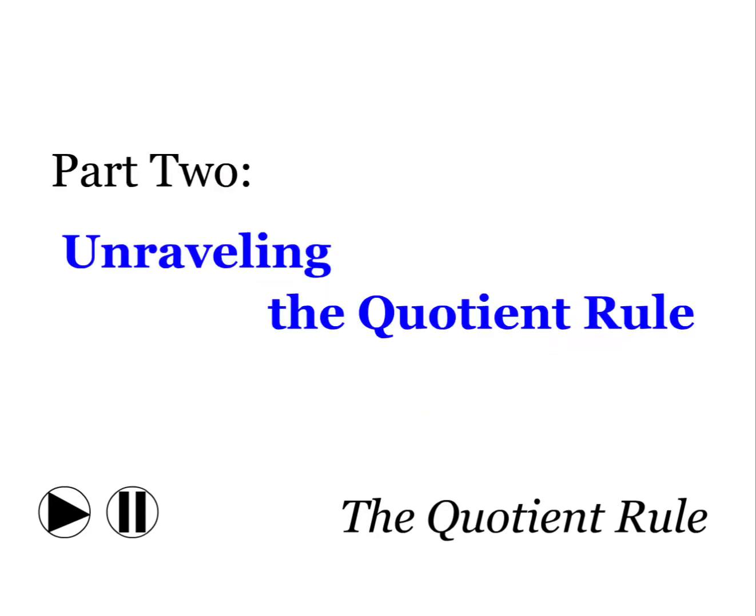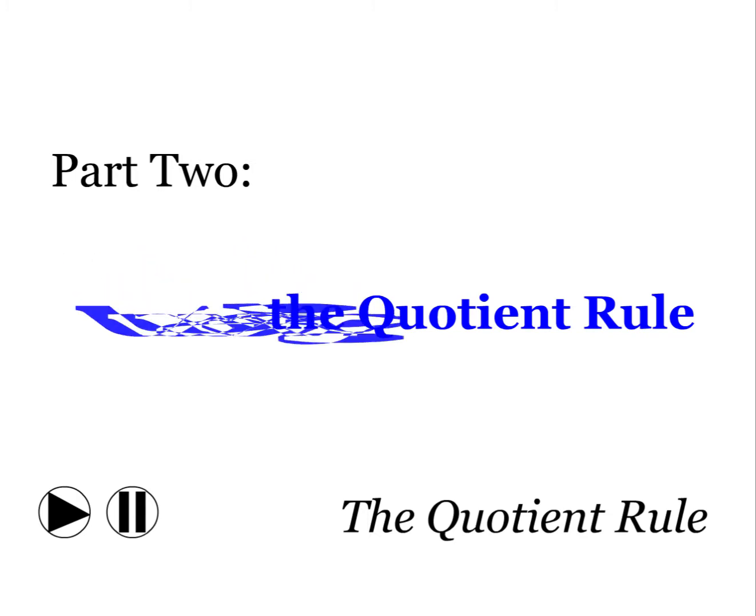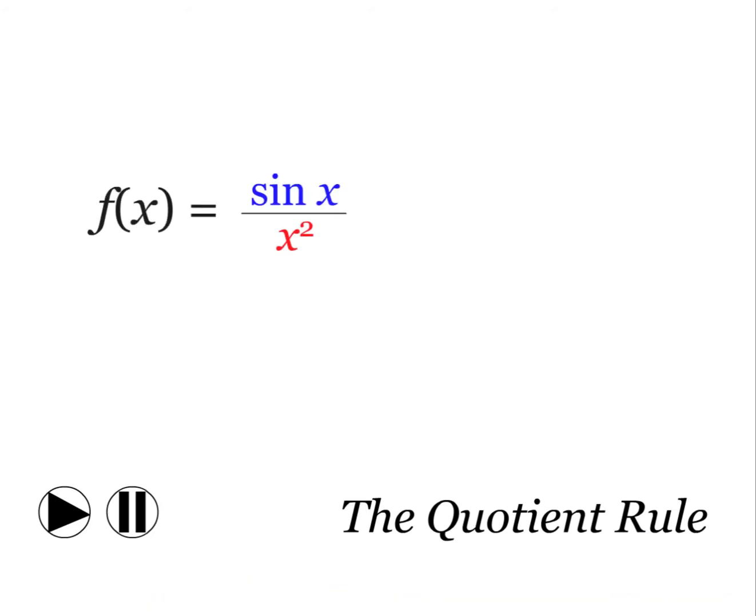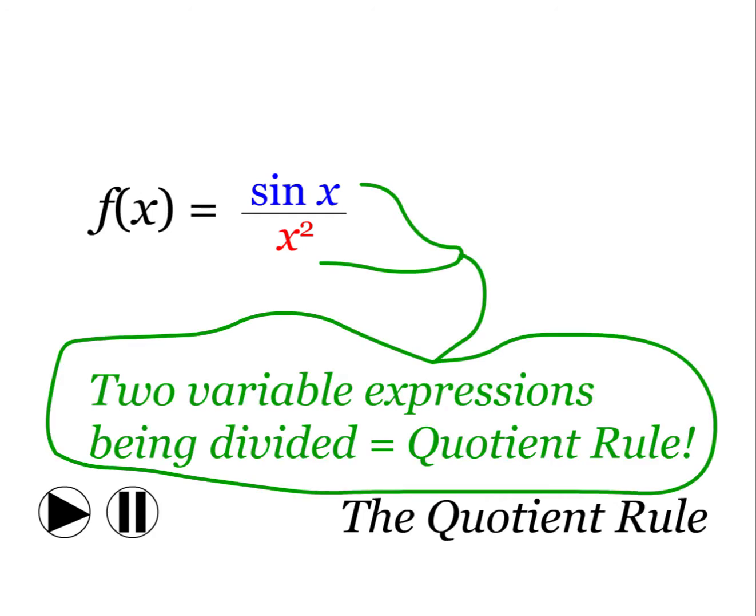Just like the product rule, the quotient rule has a very specific pattern that it follows every time. Before we go into the exact definition of the quotient rule, let me show you an example first. Let's say you want to find the derivative of f of x is equal to the fraction sine of x divided by x squared. Well, we know we need to use the quotient rule because we have two variable expressions being divided. Here's how it works.